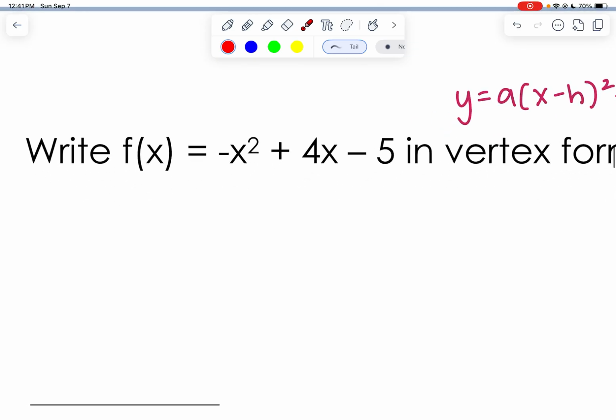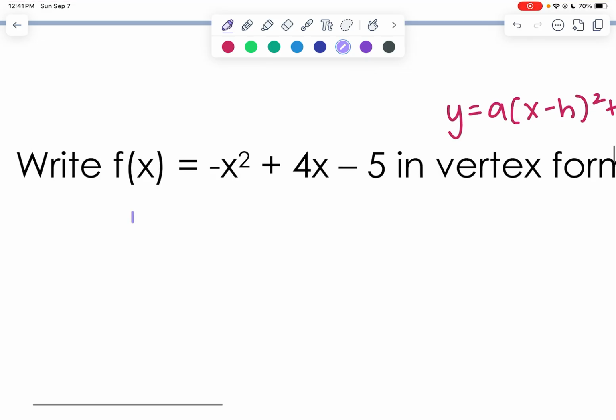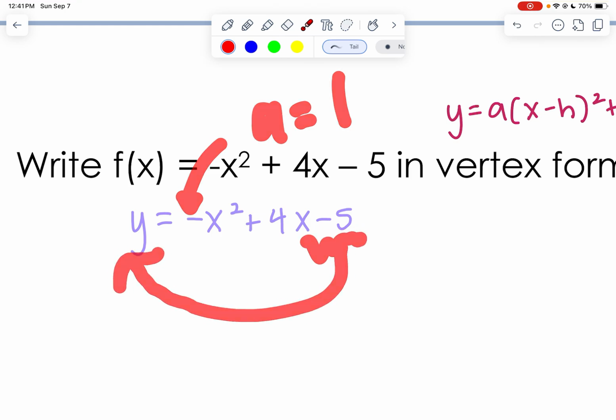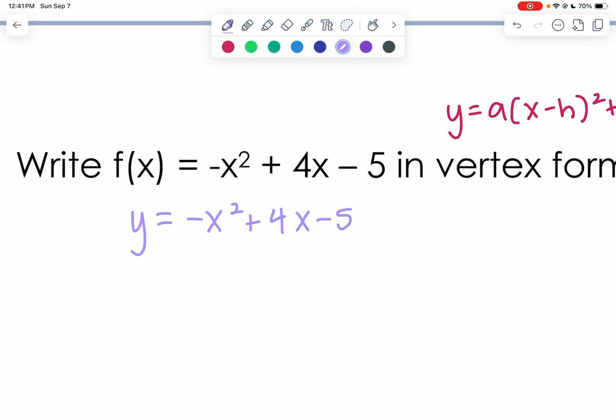So let's take a look at this. If you have f of x equals negative x squared plus 4x minus 5, I'm going to write that as y equals negative x squared plus 4x minus 5. Now, if you think back to when we did completing the square, a had to equal 1, and this other number had to be the number that worked to complete the square. So I'm going to move both of those over to the other side. I'm going to start by dividing out the negative 1. So I'm going to say negative y equals x squared minus 4x plus 5. And now I'm going to subtract the 5. So I have negative y minus 5 equals x squared minus 4x.